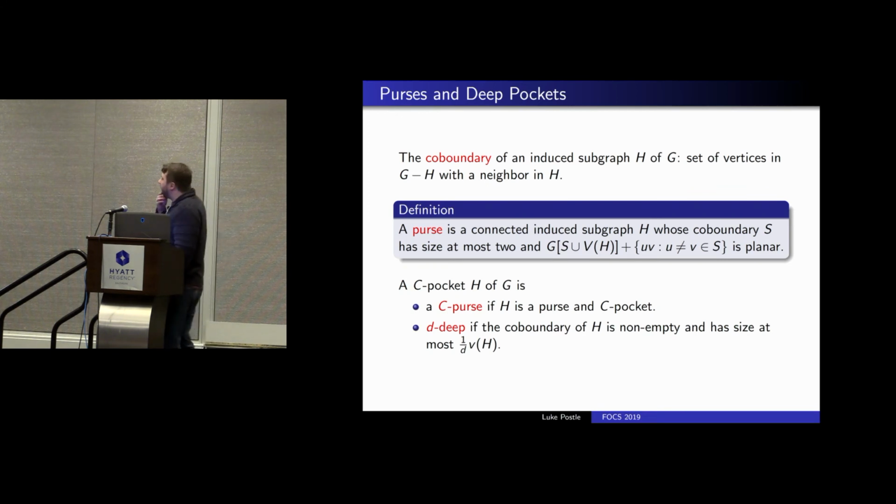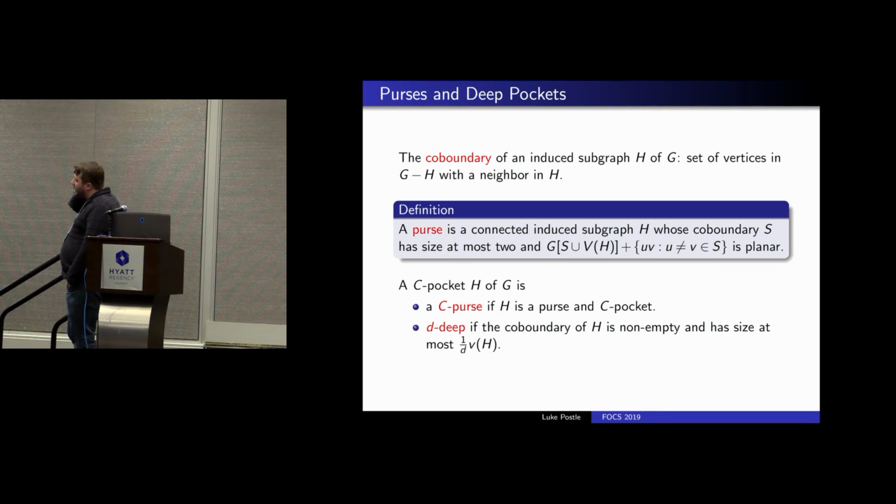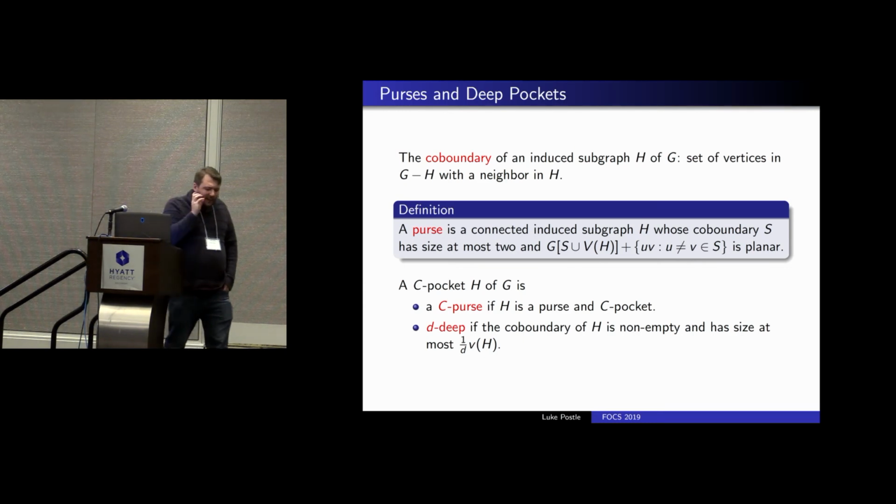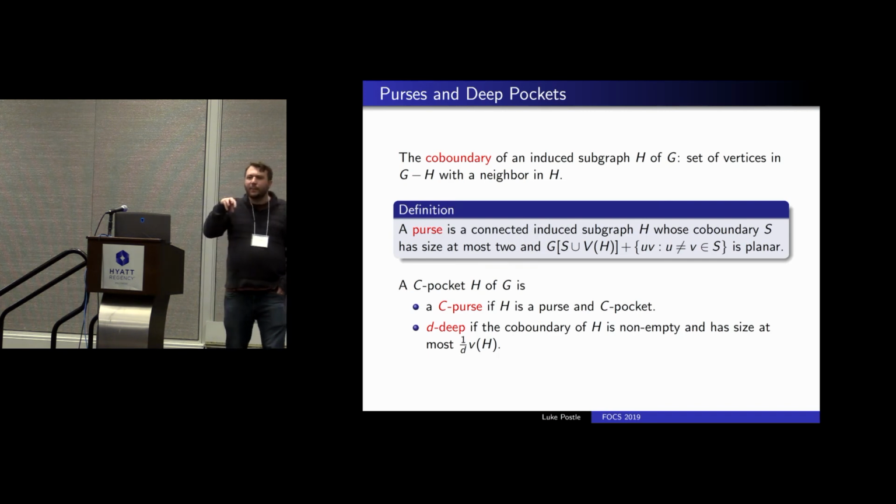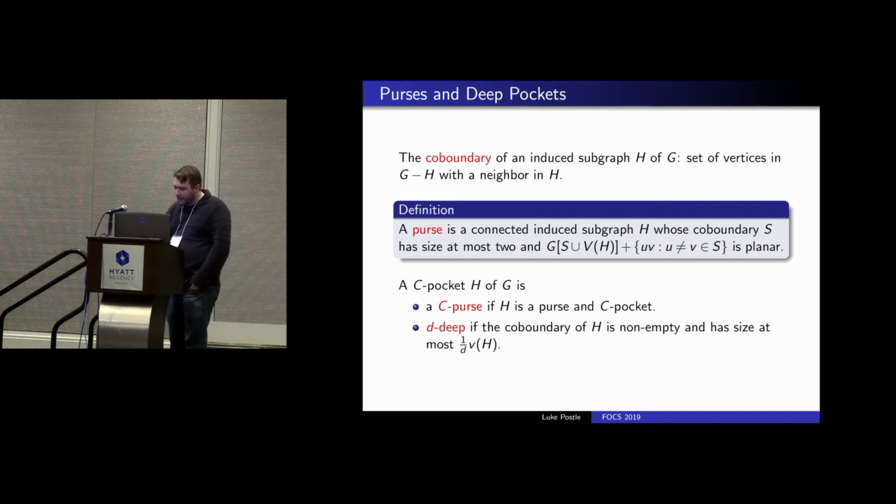And now I can tell you some definitions. So we'll say a pocket is a purse, a C purse, if it's a purse in a C pocket. And we'll say it's D deep if the co-boundary of H is non-empty and has size at most 1 over D times V of H. So meaning that there's a lot of vertices inside this pocket, right? That the co-boundary is quite small.